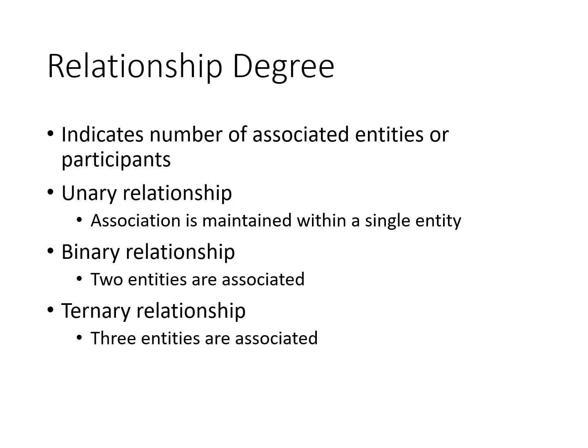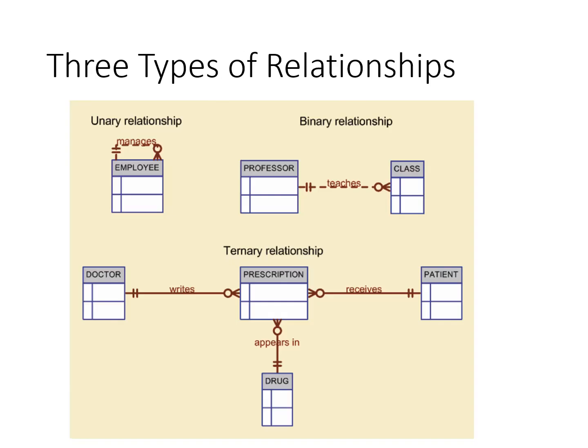And then comes the relationship degree. So you can have unary relationship, binary relationship, or ternary relationship. So this is the best way to understand that. For a unary relationship, there is only one entity involved. If you have two entities involved and there is a relationship between them, they are called a binary relationship. And if there are three entities involved, one, two, and three, it's called a ternary relationship.